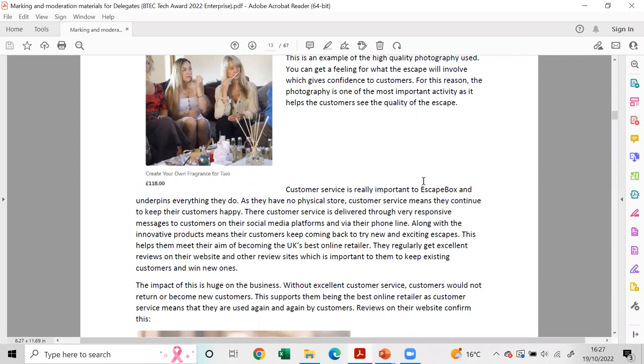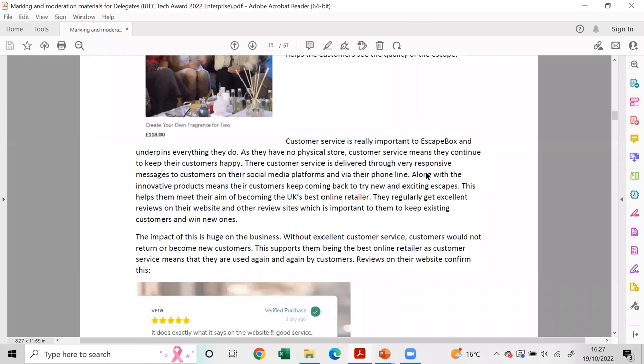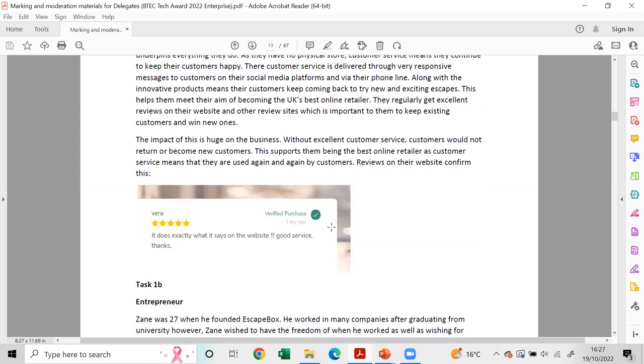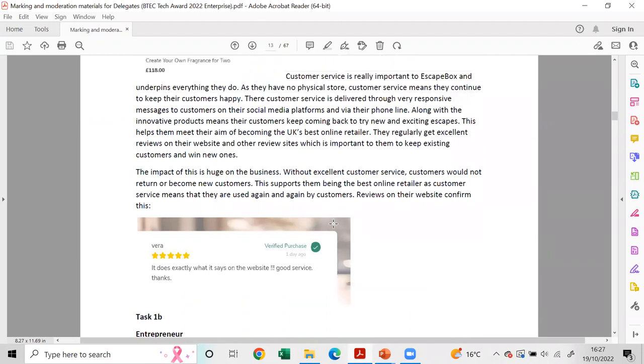They've looked at, in terms of having high brand standards, looking at the screenshots, the fact that they've put in a screenshot of a review, they've put in a screenshot of their photography, the customer service, how it supports their aim of being best online retailer, along with a fully supported judgment using the reviews. And again, this whole judgment of without excellent customer service, customers would not return or become new customers. This supports them being the best online retailer. Customer service means they are used again and again by customers. And then it says reviews on their website confirm this.